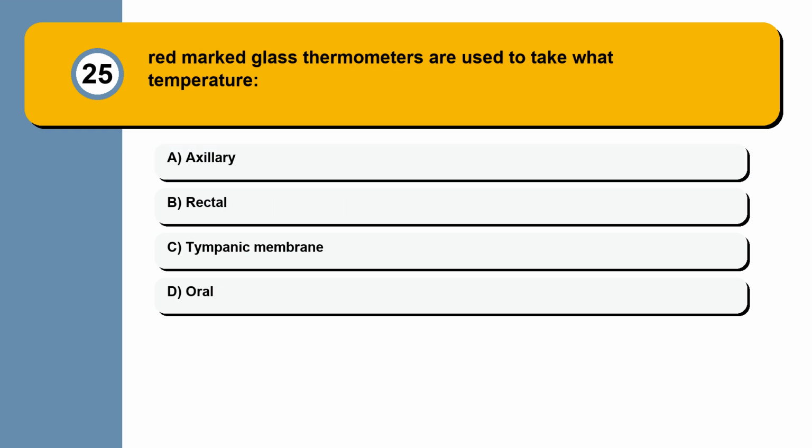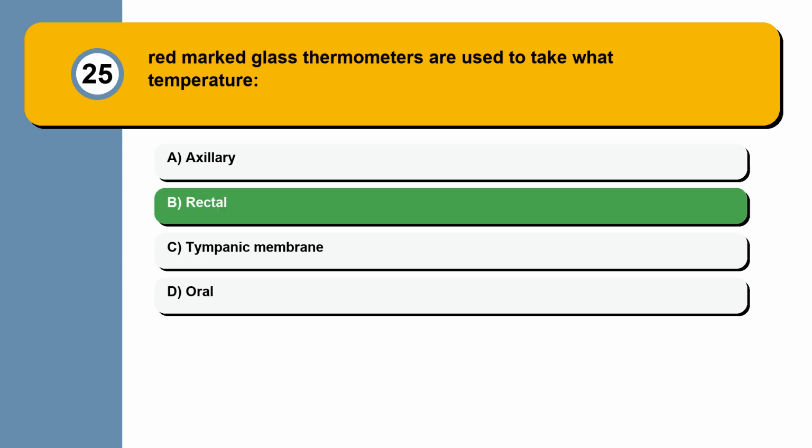Question 25. Red-marked glass thermometers are used to take what temperature? Here are your options. Option A. Axillary. Option B. Rectal. Option C. Tympanic membrane. Option D. Oral. The correct answer is option B.